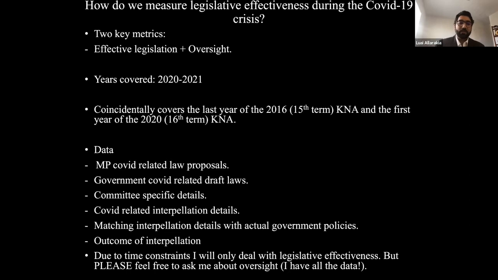What kind of data am I looking at? Well, I'm looking at MP COVID-related law proposals, government COVID-related draft laws, committee-specific details, COVID-related interpellation details. I match interpellation details with actual government policies, and I look at the outcome of interpellations. Due to time constraints, I'm only going to look at legislative effectiveness, but please feel free to ask me about the oversight aspect of the interpellations. I actually have the data and I'd be more than happy to get into a lot more detail.